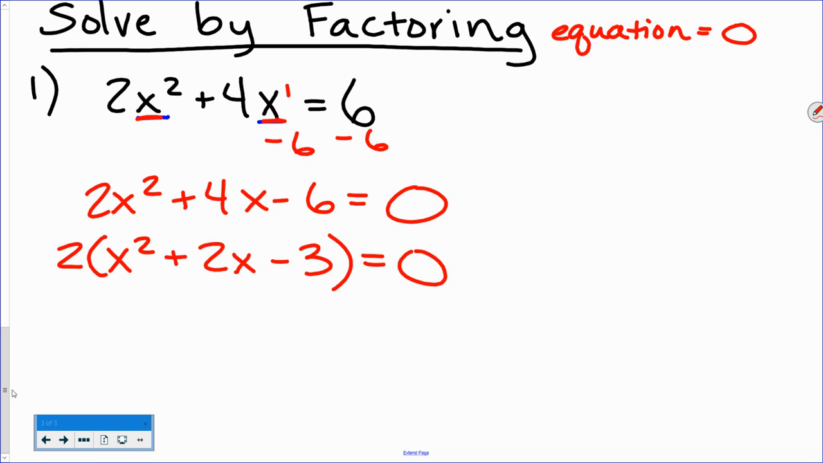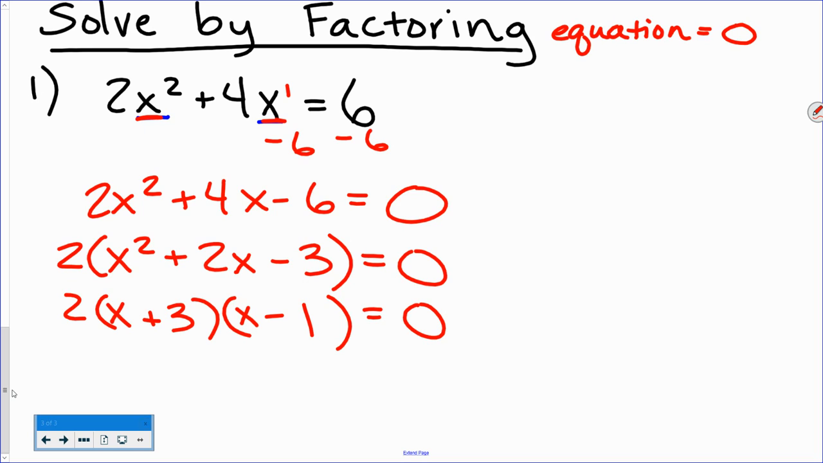Okay. All right, so then I'll continue to factor this. So I've got x and x. I need numbers that multiply to -3 but add to +2. So that means 1 positive and 1 negative. My 3 will need to be positive. My 1 would have to be negative for that to work out.